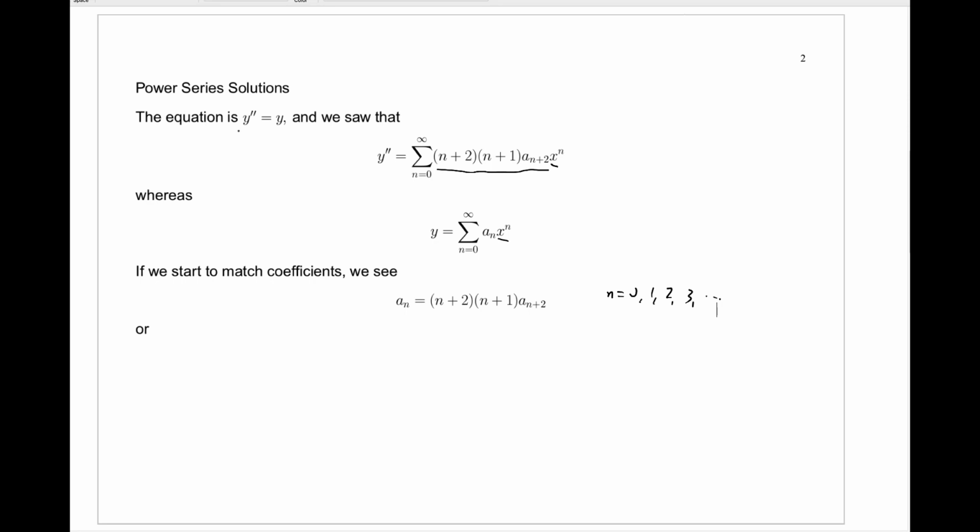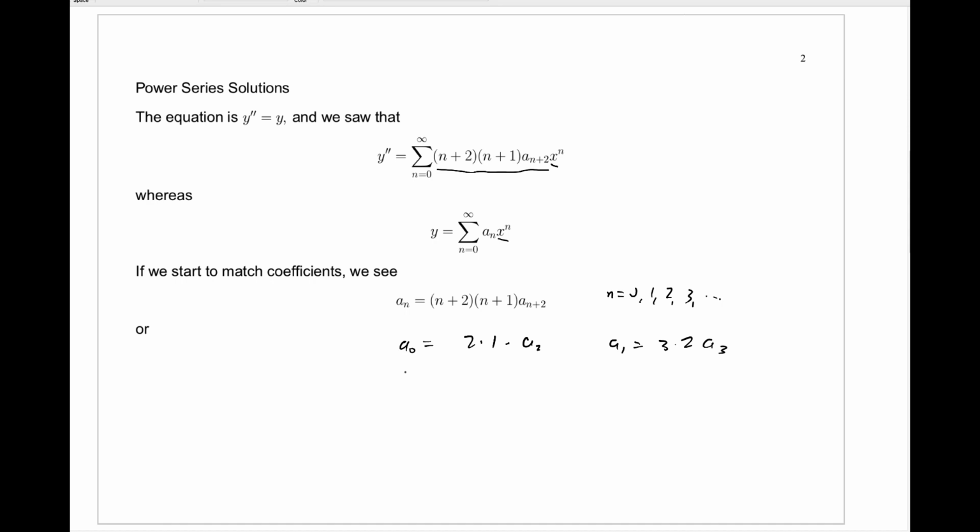Yay. Now, what does this tell us if we write a sub n has to be n plus 2 times n plus 1 times a sub n plus 2? Well, we can say for n equals 0, that's a sub 0 has to be 2 times 1 times a sub 2. When n equals 1, I'm going to write that over here. A sub 1 will have to be 3 times 2 times a sub 3.